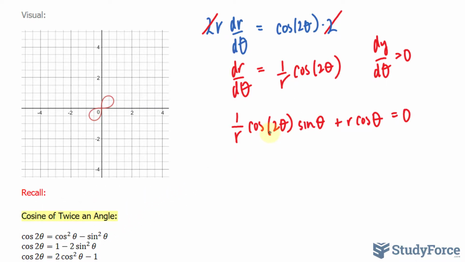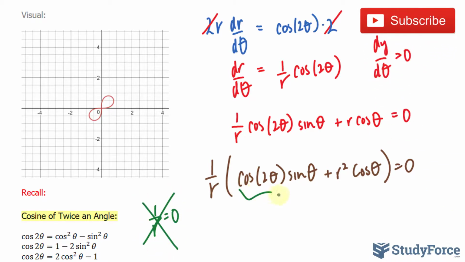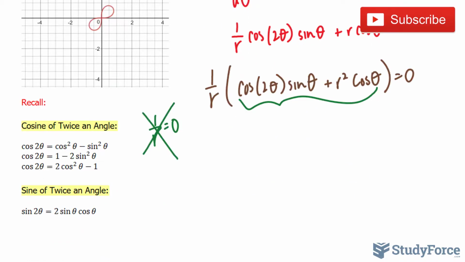But first, I'll factor out 1 over r, and look what happens if you do that. 1 over r, this becomes cosine 2 theta, sine theta. That becomes r squared cosine theta is equal to 0. And if I set 1 over r equal to 0, that doesn't work. No value of r can get you equal to 0 on the right side. So we'll just ignore that, and we'll only focus on this factor. So just to understand what I did, we're only going to focus on this factor equal to 0 because that can never equal 0.